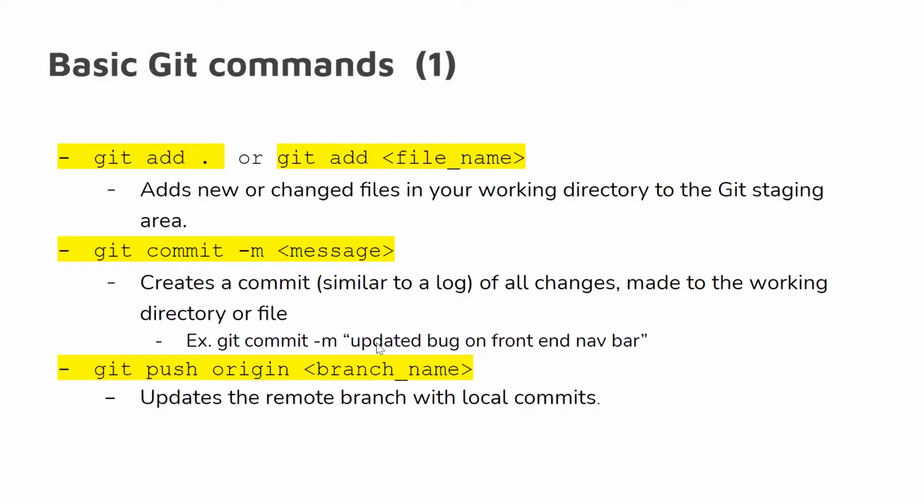Messages are usually short and concise, so that if someone were to look at that, they would know instantly what you did or what changes or bugs you fixed. And once you've committed, the next thing you would do is push that specific file or that commit up to the remote branch. So this essentially will take it from your local workstation to the GitHub repo that I showed in the previous slides.